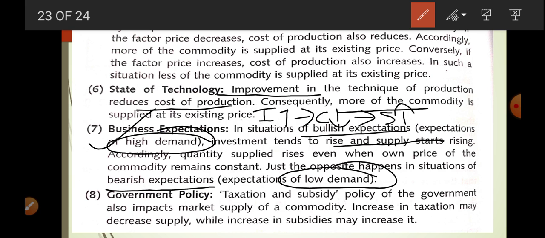Now next is government policy, taxation and subsidy. If the government is going to impose tax, supply is going to be low. If the government is going to provide subsidy, the supply is going to be more.